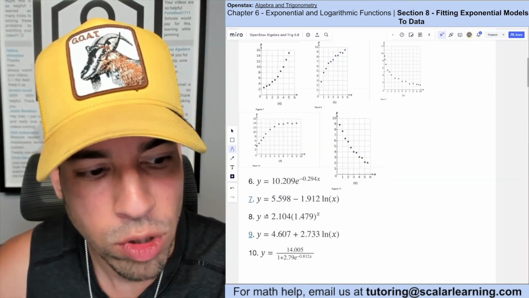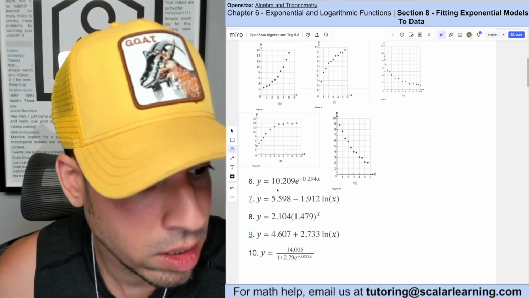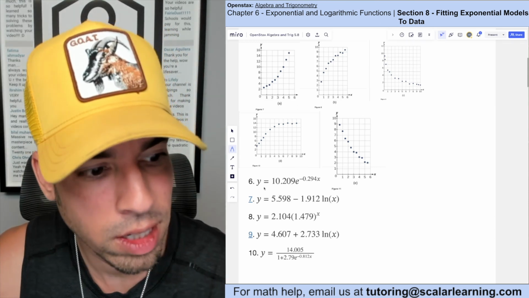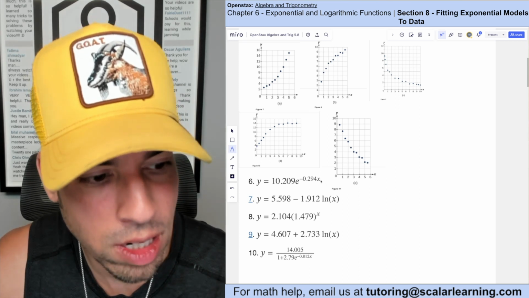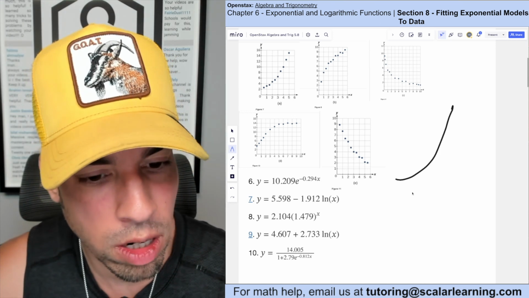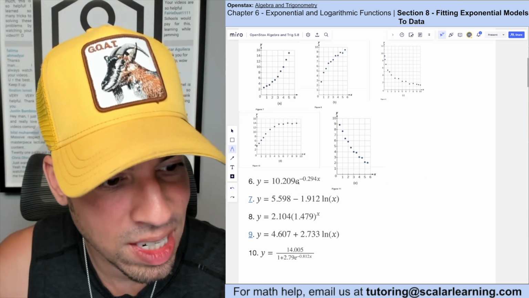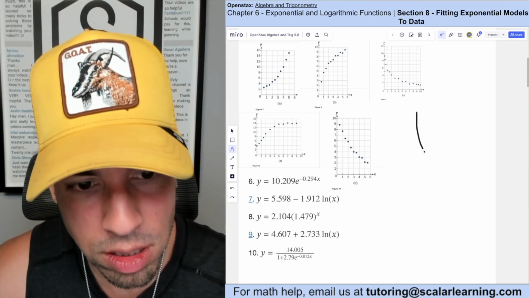So for numbers 6 through 10, we're going to kind of do them together by looking at all the graphs and all the functions simultaneously. So let's first look at number 6. It's an exponential function, e to some negative coefficient times x. Otherwise, that would be a nice typical graph that would go up. But because it's negative, that's a reflection across the y-axis. So we're looking at something like this.